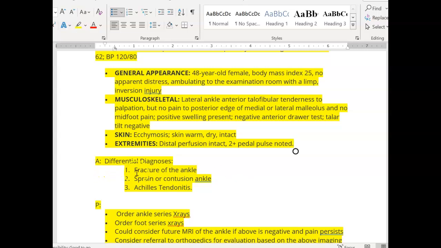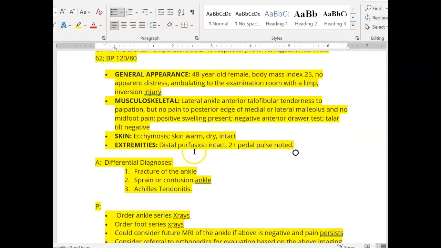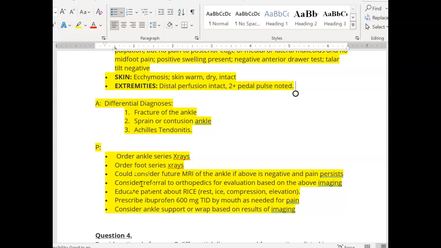So we came up with a fracture of the ankle, a sprain of the ankle, or Achilles tendonitis, okay? Those are the things I'm thinking of that could be possible. Okay, these are not the for sure. These are in your differentials. These are considerations. Okay, and then my P would be, I'm going to order an ankle series, order a foot series. I could consider an MRI if the above is negative and the pain persists. I am going to prescribe ibuprofen. I'm going to consider ankle support or wrap, whatever your plan is.